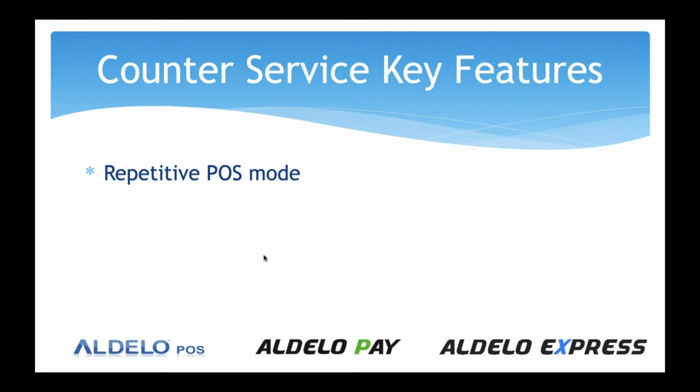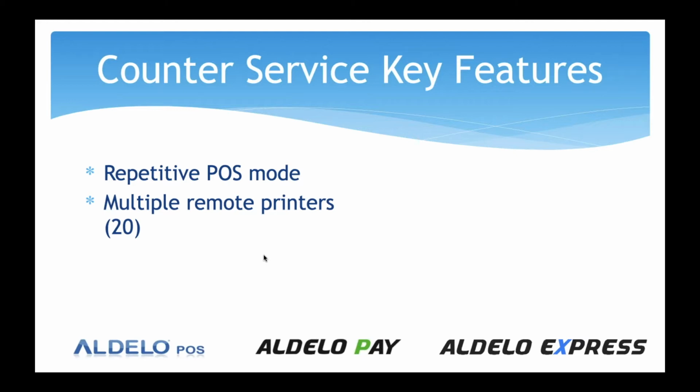So key features: repetitive POS mode. This is where, when you hit cash and you've cashed the customer out, close the drawer, it does not go back to the 10 keypad like you would have in table service. It goes right back to the menu screen where you can take the next order. That's repetitive mode. There's a flag for that.